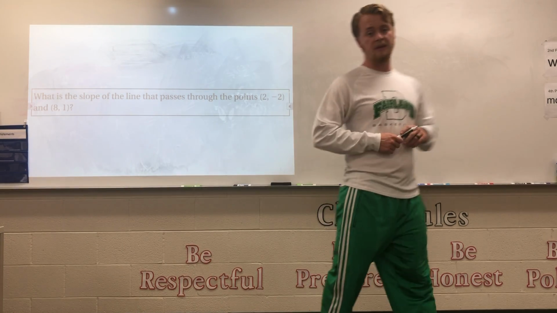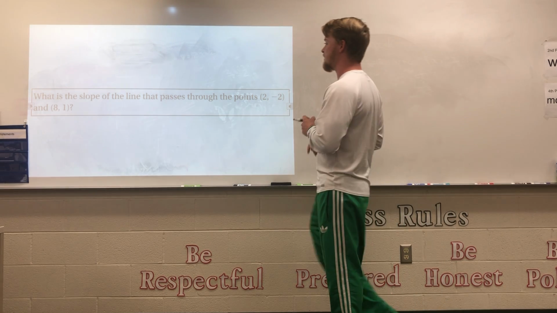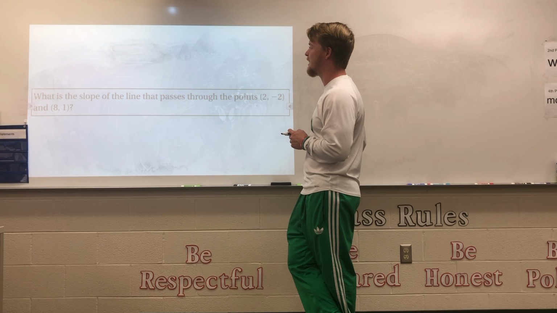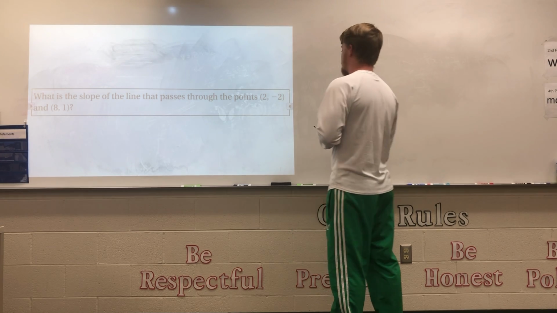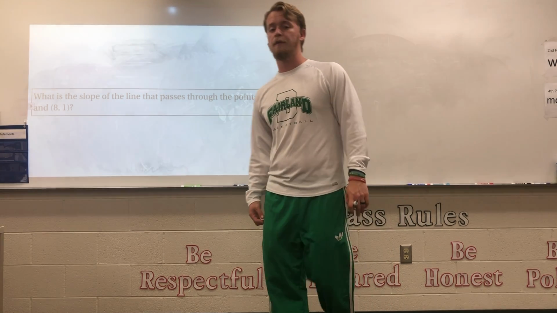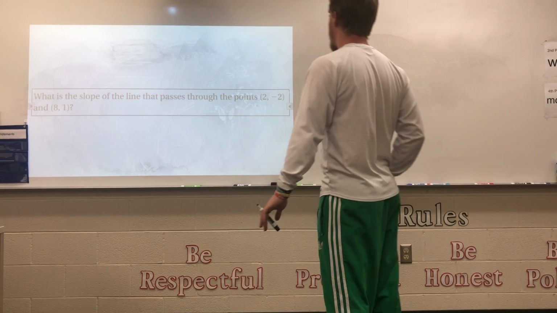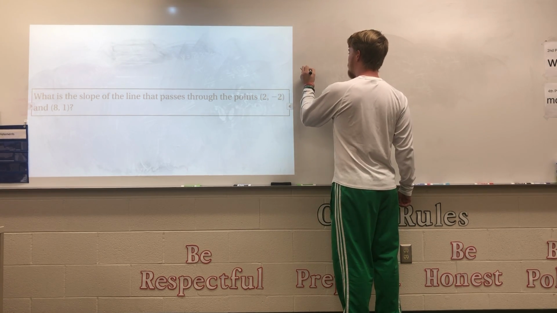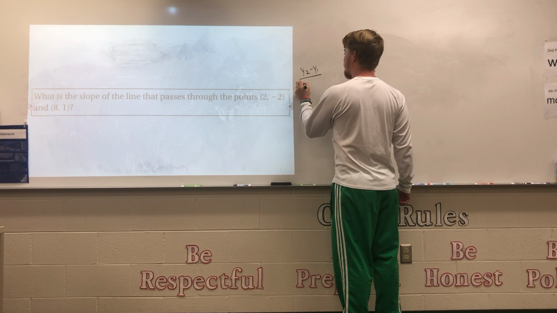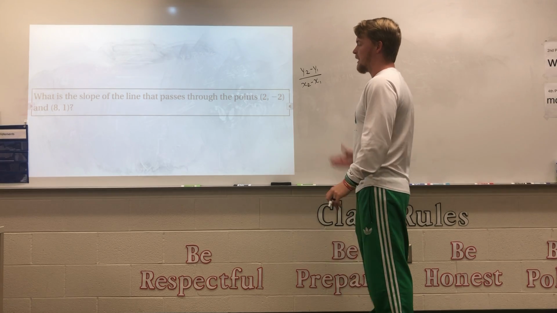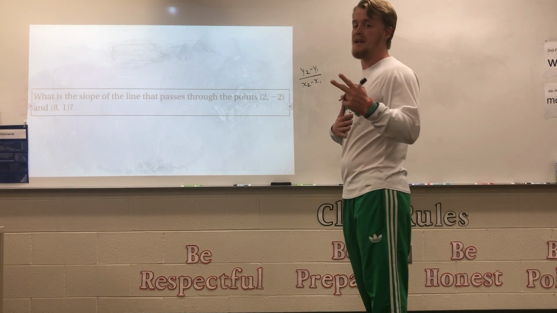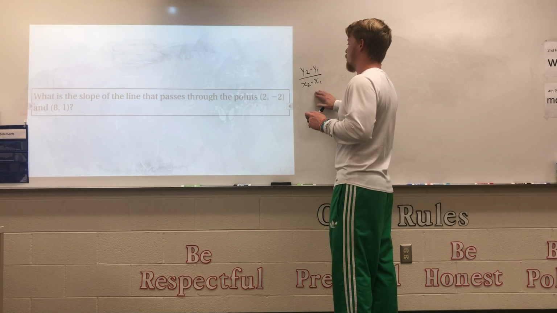Okay, so I'll give you a second to read this and try it out. It says, what is the slope of the line that passes through the points (2, -2) and (8, 1)? So, this goes back to the slope formula I told you that you need to memorize and have to know. Hopefully you remember it. It is y2 minus y1 over x2 minus x1. So again, anytime they give you 2 points and ask you the slope, you're using this formula.